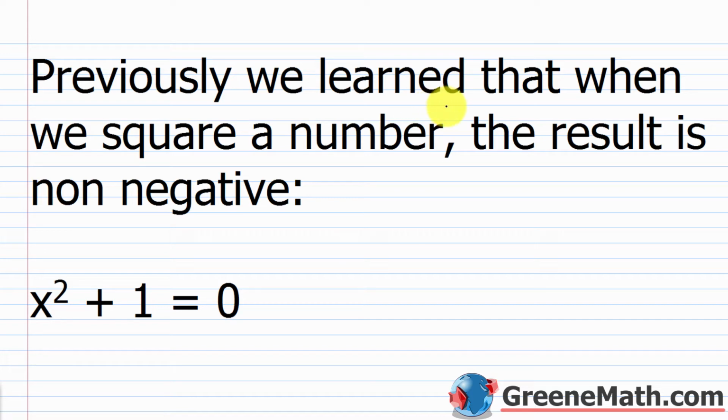Previously, we learned that when we square a number, the result is non-negative. So we all know if we take something like -1 and we square it, we're going to end up with 1, right? Positive 1. If we took -4 and squared it, we're going to end up with positive 16. So on and so forth. The only thing you can have as a result of squaring something in the real number system is either 0 or some positive value. But you'll never get a negative value from squaring, again, in the real number system.